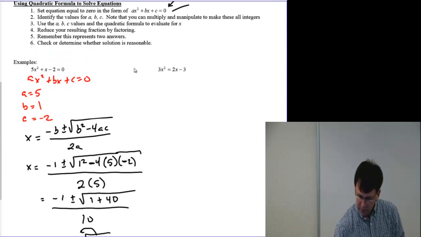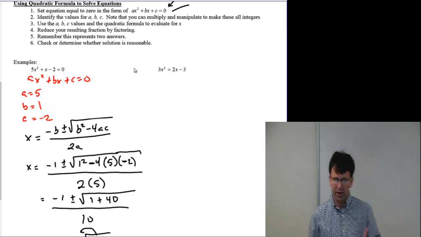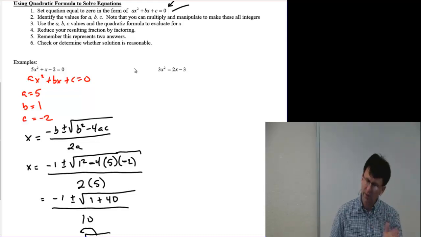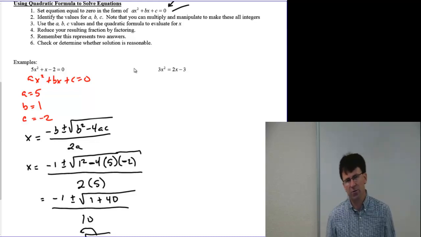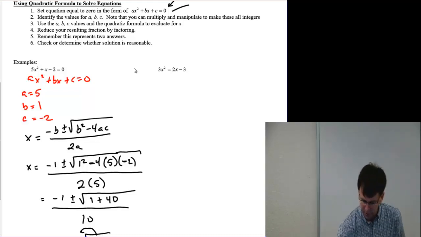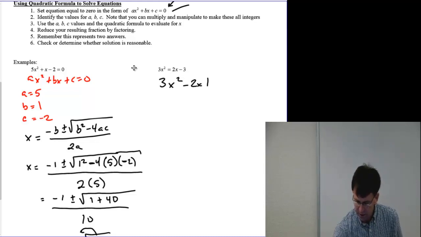Now up here, let's take a look at this question. I've got 3x squared equals 2x minus 3. Now I cannot do anything with this equation until I put it in the form of ax squared plus bx plus c equals 0. I have to manipulate this right off the bat to make it look like this.